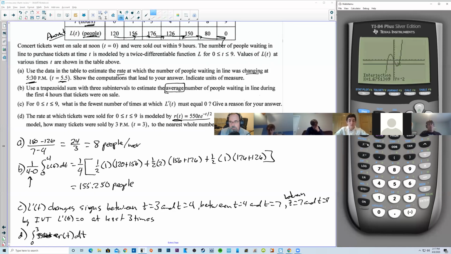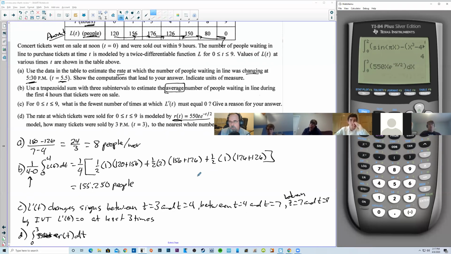So how about we do calculator one more time with this? We'll go math number 9, 0 to 3 of 550. We don't really need t's. We can have x's. E to the negative t divided by 2.